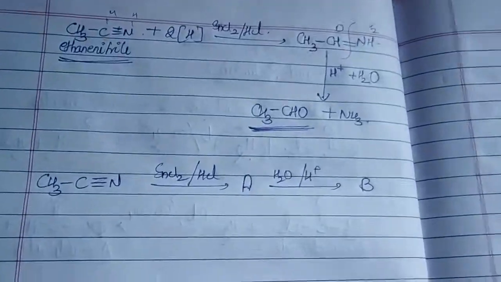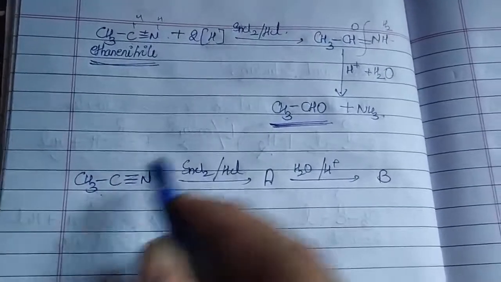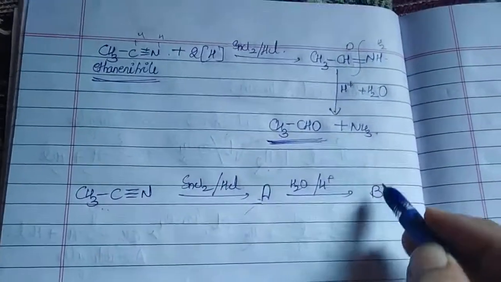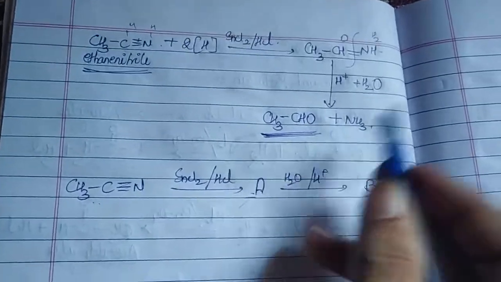They will give four options. So first you have to understand that it is first converted to the respective imine, and that imine on acid hydrolysis gives us the respective aldehyde.